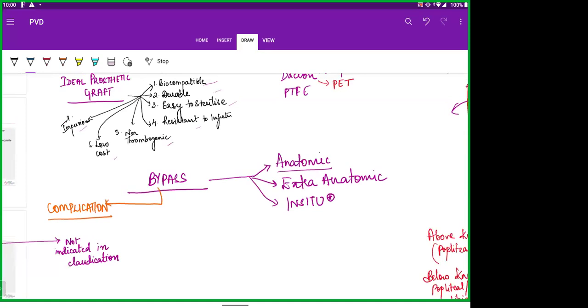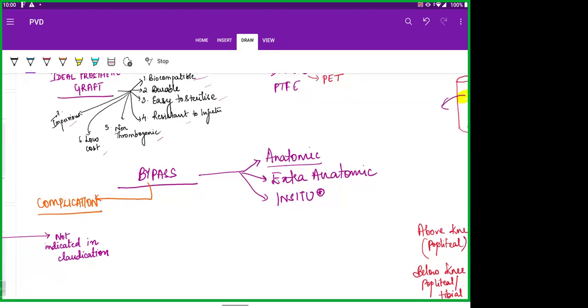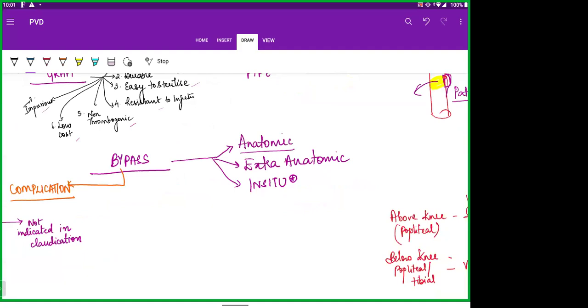More pertinent question would be, if you do a femoropopliteal bypass with a saphenous vein, what are the patency rates? And if you do it with a PTFE graft or Dacron graft, what is the patency rate? Around 80% at 5 years, sir, with vein, and with PTFE it is around 20 or 30%. No, I don't think it's that low.